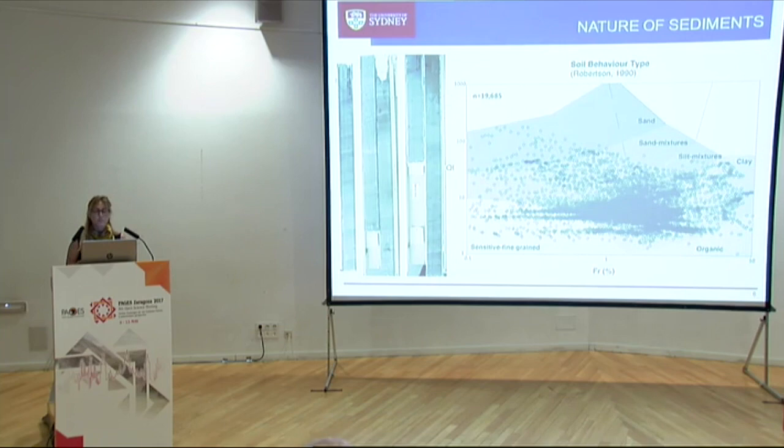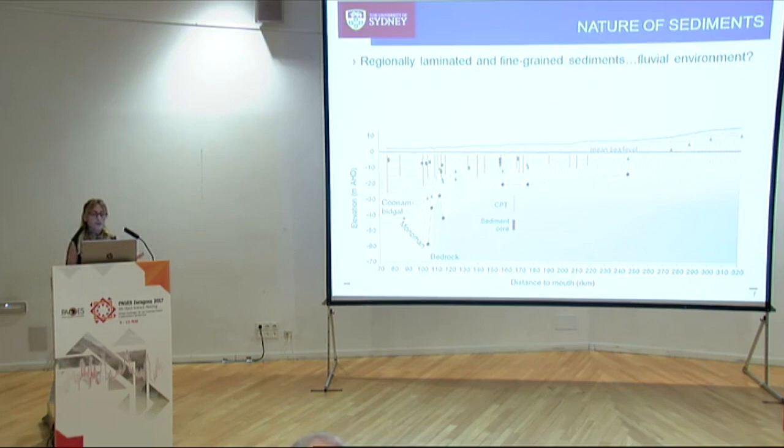And you can see that the majority of data points lie within the silty and clay mixtures, almost 20,000, and really few that actually are identifying as sandy mixtures. So in terms of our fluvial environment, we've got regionally laminated fine-grained sediments, which is really calling into question the depositional nature of the fluvial environment. And at this stage, we're suggesting that we had an elongate and a backwater environment existent for much of the Holocene. Again, a geomorphic story for another time.